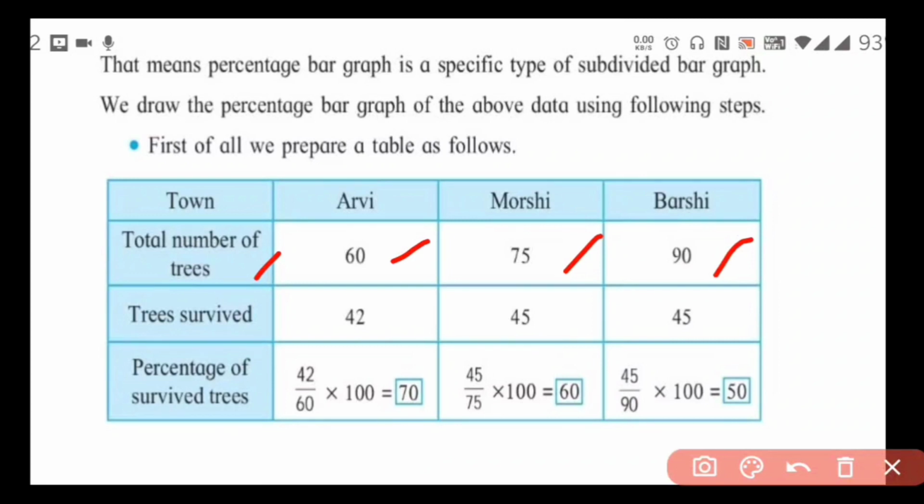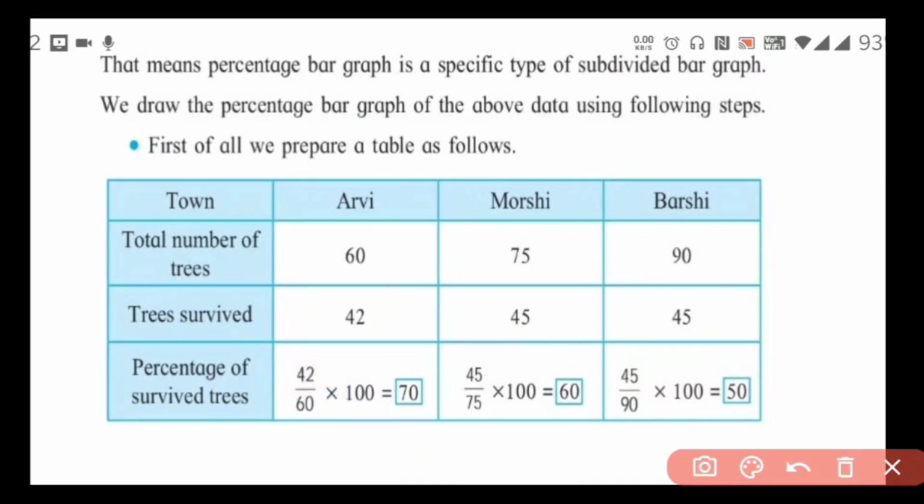And then the third column, trees survived: 42 in Arvi, 45 in Morshi and 45 in Barshi. After writing this given data, in the next column we have to write the percentage of survived trees. We have to find out the percentage, and we know how to find it. First, for finding the percentage, we have to divide the number of trees survived upon the number of trees planted.